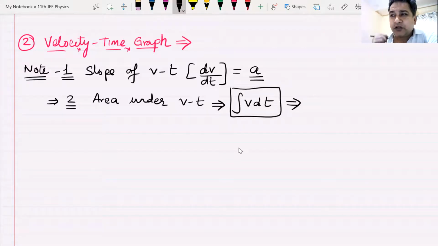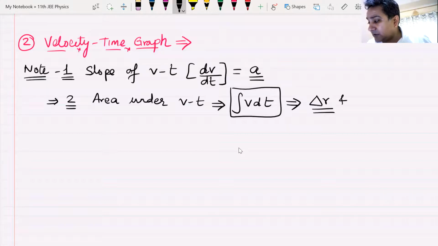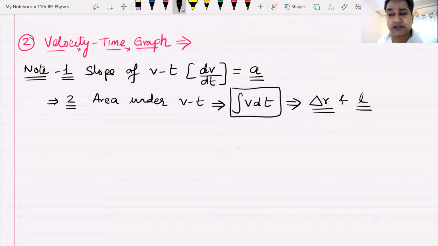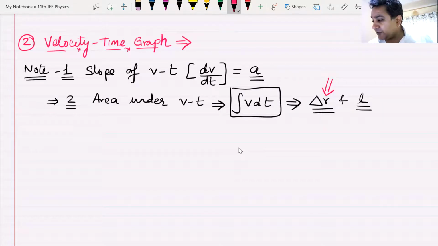And the area of the velocity time graph gives us what? You must be knowing it. What does the integral of v dt give us? It gives us the displacement of the particle. Am I clear? The area under the velocity time graph gives us the displacement of the particle. It can also give us the distance traveled by the particle. We'll come to know after this class how do I get the displacement and how do I get the distance traveled.